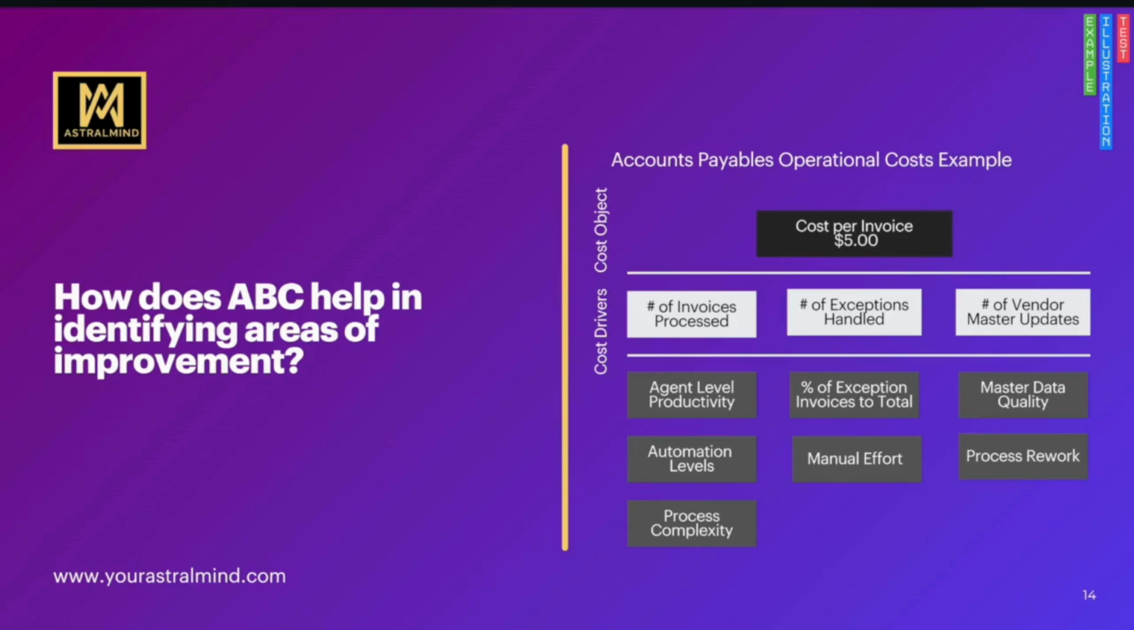Now, what are the cost drivers for this cost? Okay, so the object here is obviously invoice. The cost is $5, but what are the drivers? What is driving it? Some of the key common drivers that we can look at is the number of invoices processed. If you are processing more invoices within the specified period of time, your overall costs will come down.